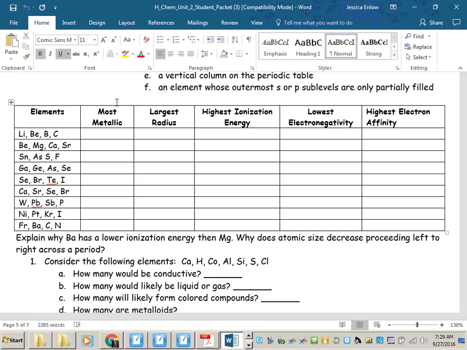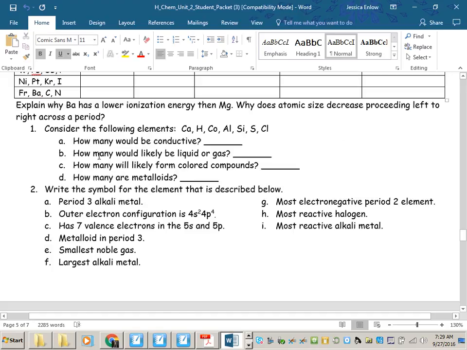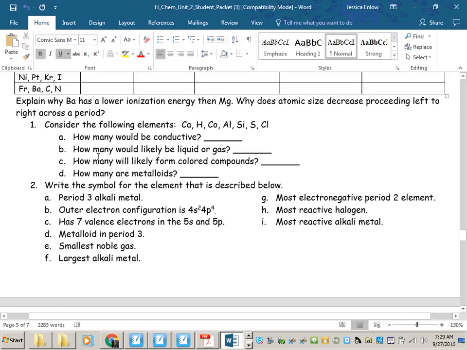1C, right down here. Okay. So according to the elements, how many would be conductive, liquid, or gas, or form colored compounds? Okay, guys. I think you guys can tell me some of these. Looking at the periodic table, which ones do you know that are colorful? Shout them out. Gold is gold, right? What else? Copper is. Anybody know what color copper is?